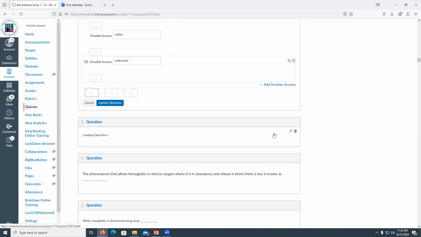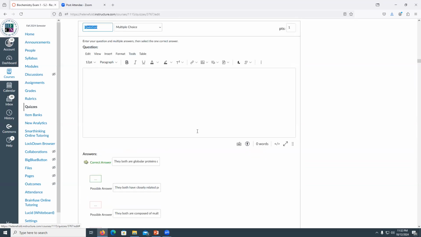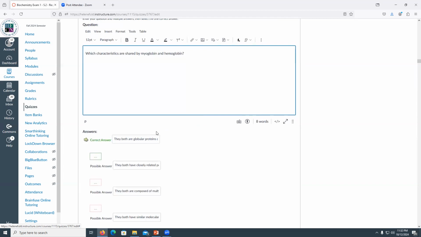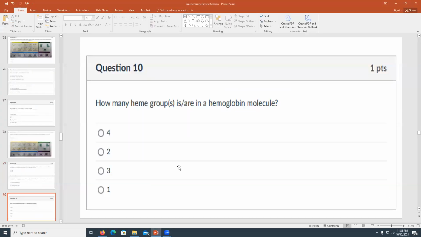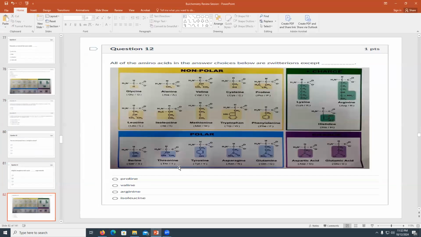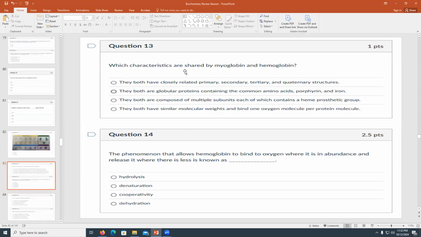What characteristics are shared by hemoglobin and myoglobin? They are both globular. What characteristics are shared by myoglobin and hemoglobin? They both have closely related primary structures. They both are globular proteins containing a common prosthetic group, porphyrin. Excellent. They both have porphyrin and iron.